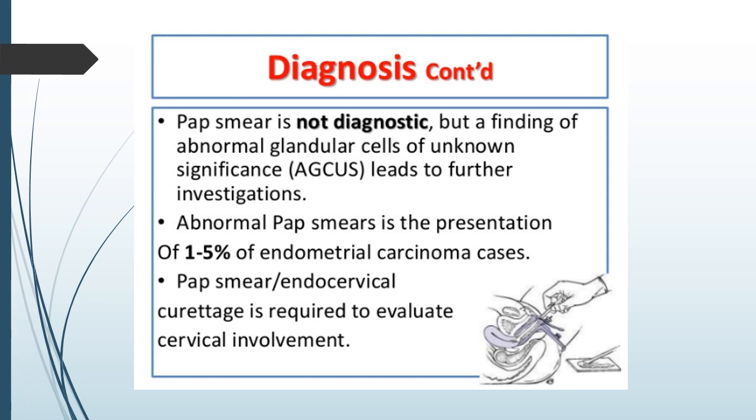Pap smear is not diagnostic, but a finding of abnormal glandular cells of unknown significance leads to further investigation. Abnormal pap smear is the presentation of 1 to 5% of endometrial carcinoma cases. Pap smear and endocervical curettage is required to evaluate cervical involvement. This is old actually. In the olden times when we used to do endometrial sampling, it was called fractional curettage. We used to take biopsies from all walls and then endocervix, but no, because of the availability of hysteroscopy, it is not that.